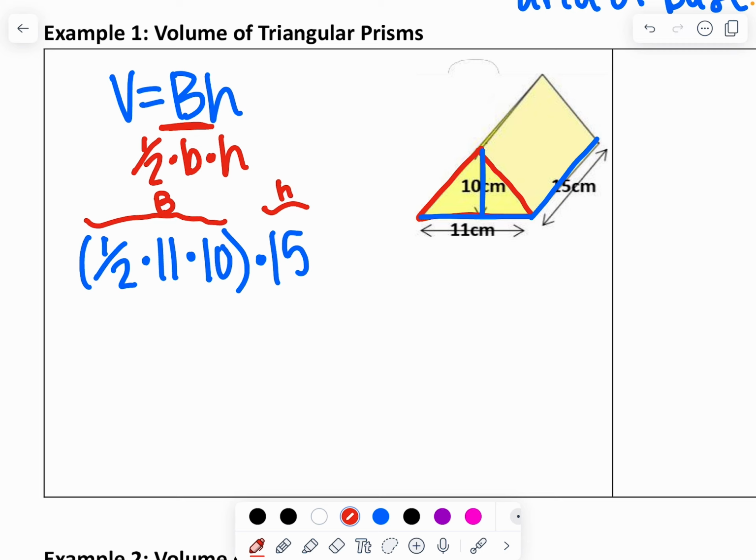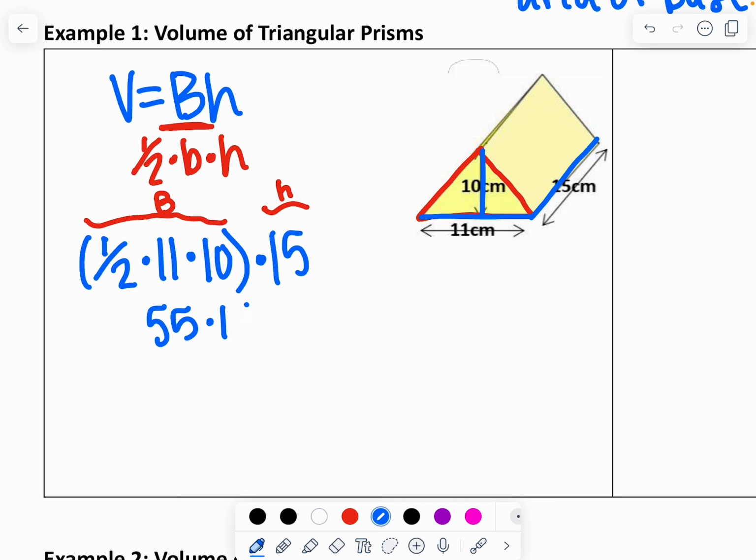And then you just solve that. So if I wanted to find the area of the base, I would do 1/2 times 11 times 10. Remember, 1/2 times 10, or half of 10, is 5. 5 times 11 is 55. So that means the area of my base is 55. And then I want to multiply by 15 to figure out the volume.